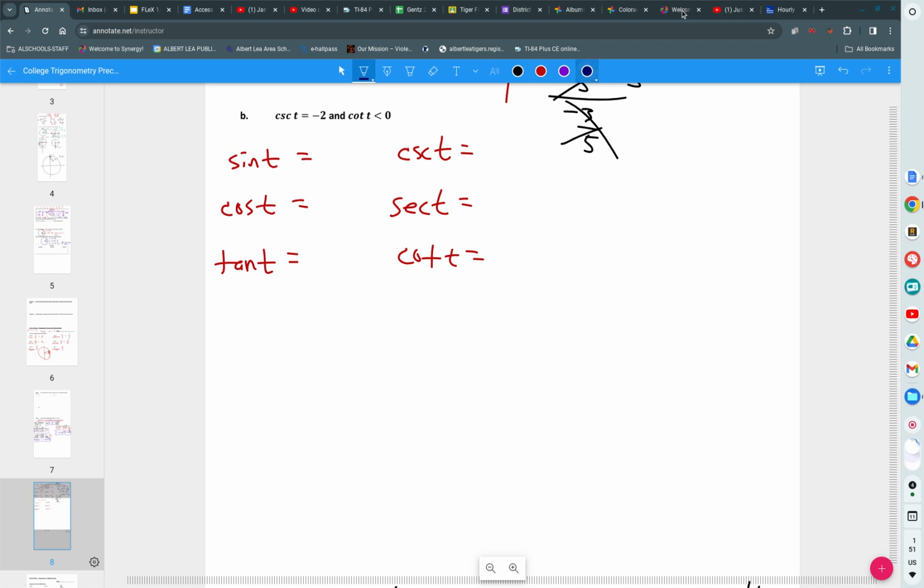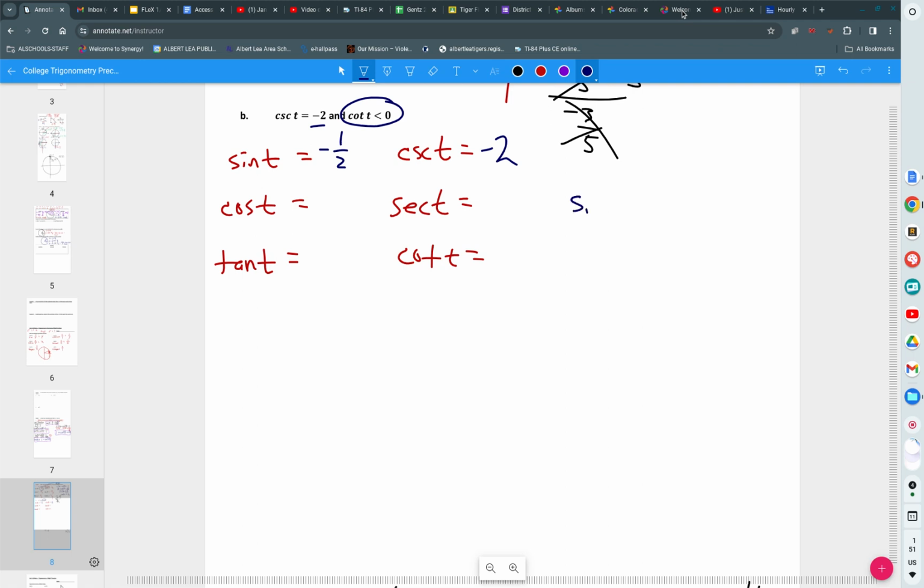5, 4, 3, 2, 1. It says cosecant is negative 2. And therefore, I know sine is negative 1/2. Somebody wanted to do something with this. We're not going to use that right away. Okay? We're going to use that in a little bit. Everybody okay with the sine negative 1/2, cosecant negative 2? Okay. So let's try again.